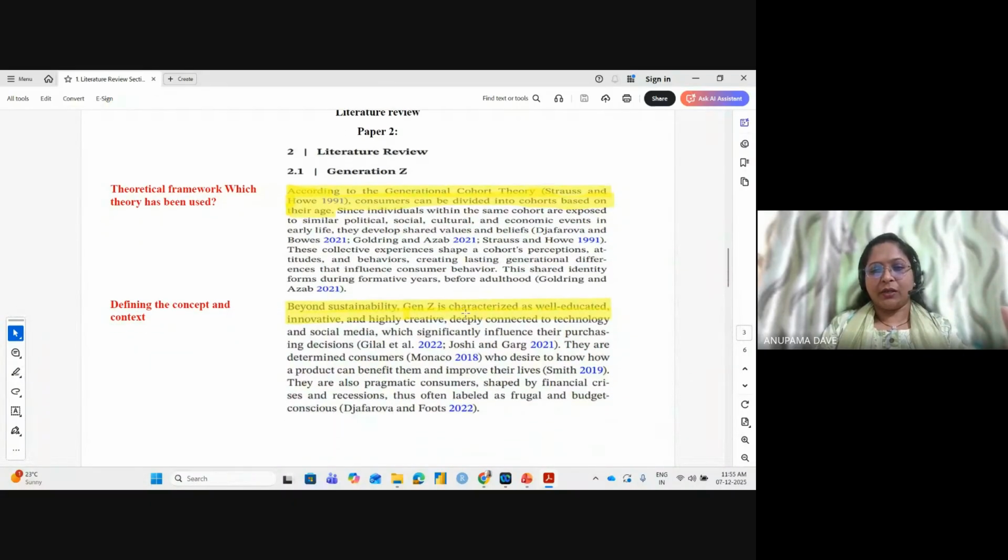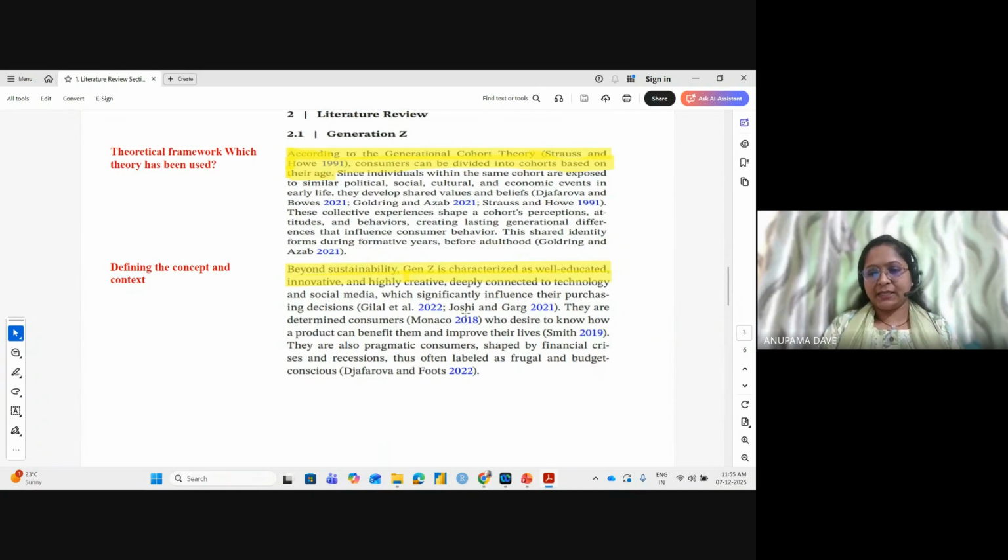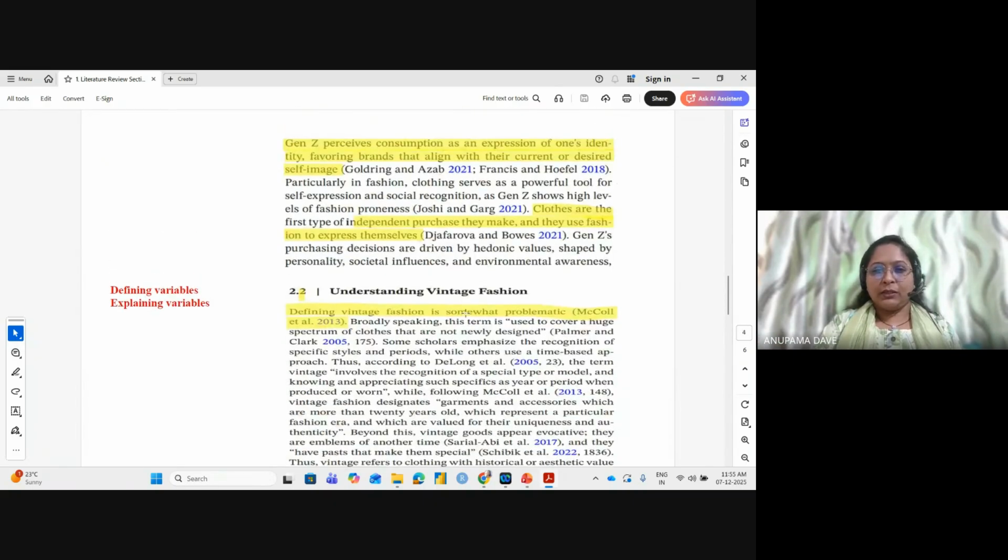So there is this theoretical framework that they have talked about. Then they are talking about the concept and the context, that is, why Gen Zs and sustainability is important. For example, to connect it with sustainability, there is a very beautiful line that they have written, which I have also highlighted: Gen Zs perceive consumption as an expression of one's identity, favoring brands that align with their current or desired self-image. Clothes are the first type of independent purchases they make, and they use fashion to express themselves.